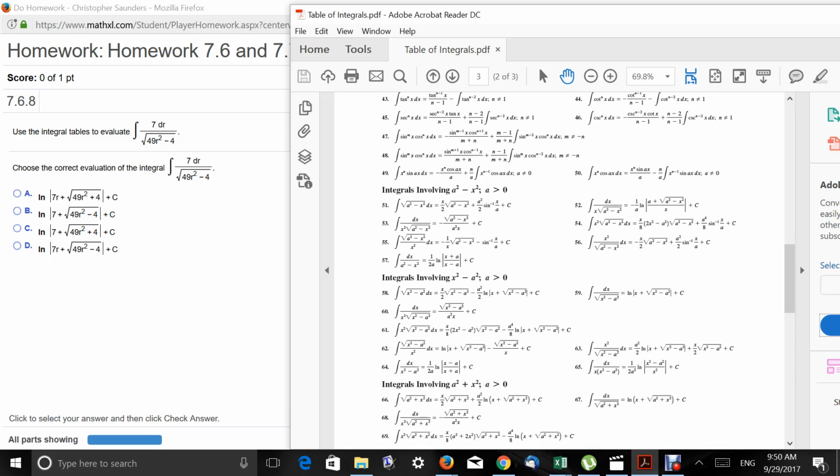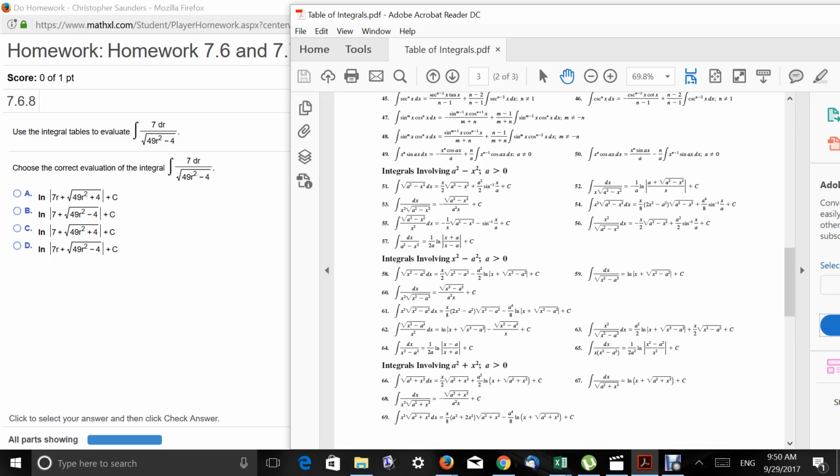Looks like we're looking at integrals of x squared minus a squared. That's the general form. And here we go. It's number 59 on this page. X squared minus a squared. Now the 7, as I pointed out, we can factor that out of the integral, and that doesn't cause an issue. This 49, however, does cause something of an issue that we've got to be a little bit careful of.